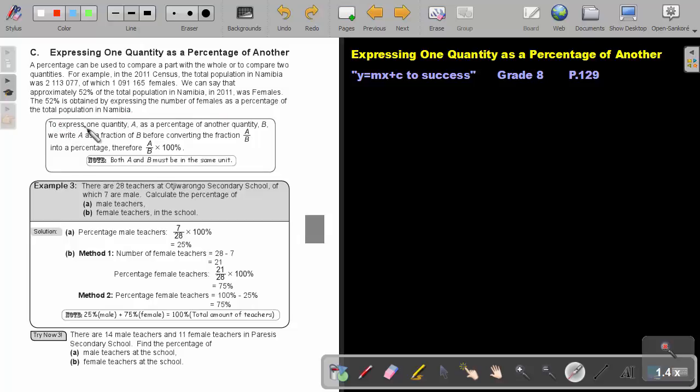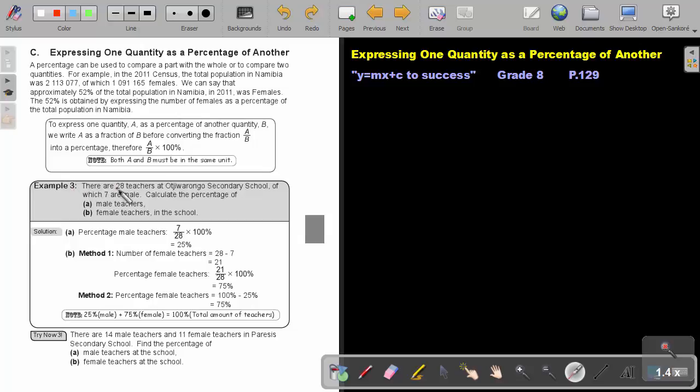So, to express one quantity A as a percentage of another quantity B, we write A as a fraction of B before converting the fraction A over B into a percentage. Therefore, A divided by B multiplied by 100%. Note, both A and B must be in the same unit. Okay, let's look at an example.